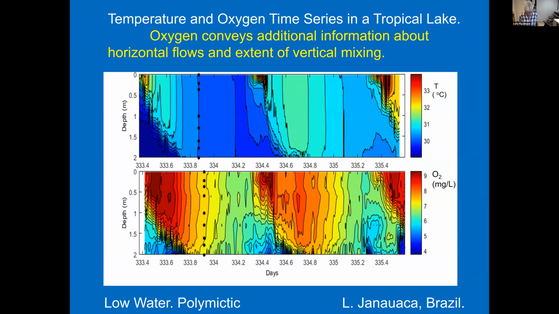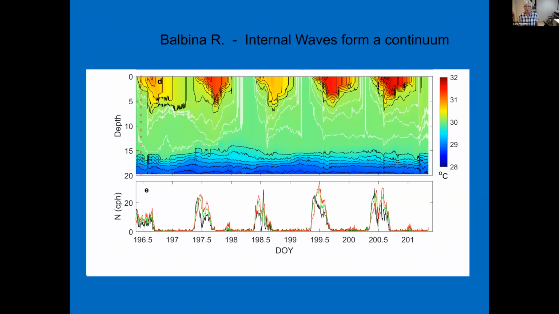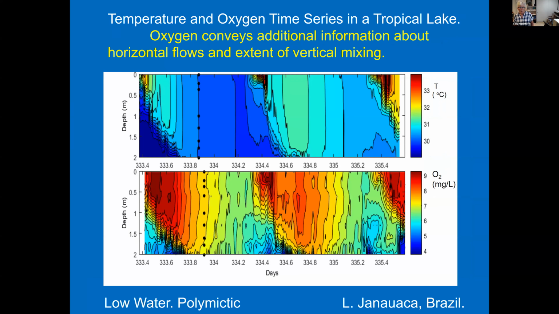Okay, so again on this theme, Balbina is a warm monomictic lake. I've never seen any data when it's fully mixed, but it's in a location where there ought to be a period of time when it's cool enough to mix to the bottom. But now I'm showing you some data from Lago Janawaca, which is a lake along the Amazon at low water. And at this low water stage, the lake is polymictic.